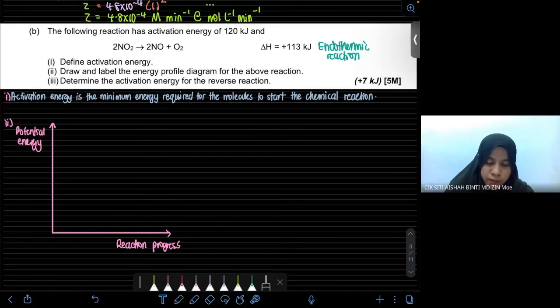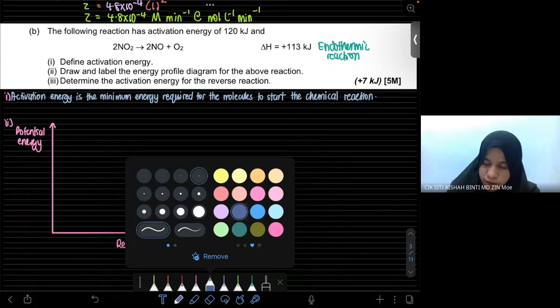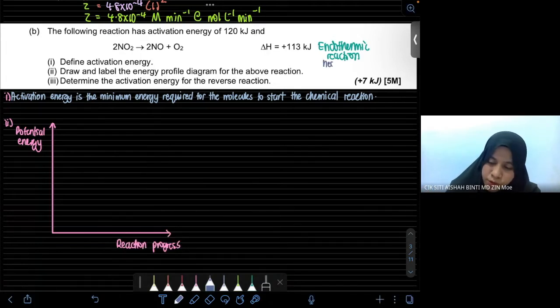How do we know the shape? It looks like a hill, like this, or it could be this one. Okay, that is the shape. So how do we know the reaction? For an endothermic reaction, it means that heat is absorbed. I'm going to write it down here: heat absorbed from surrounding.